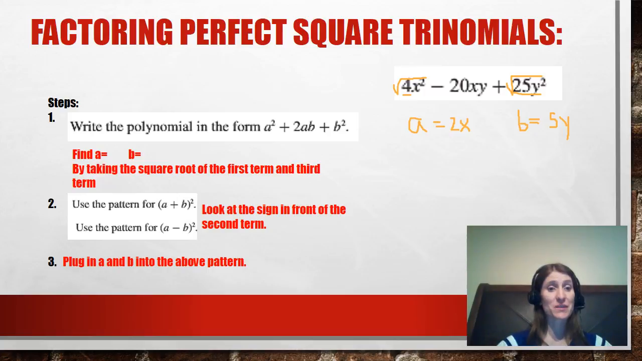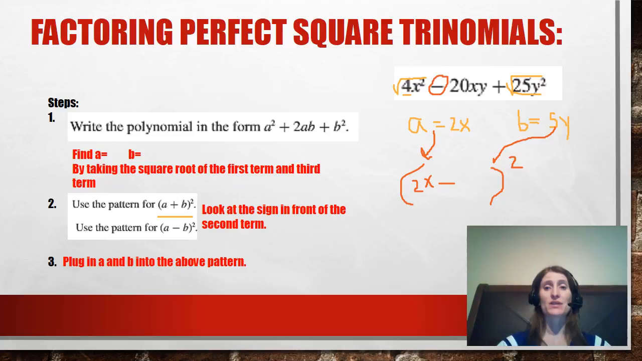And so then I go ahead to my second step here, and I look, okay, this is a subtract sign, so this time I'm going to use my pattern that has a subtract sign in between, and I'm simply going to take my A and put it in place of where A goes into that pattern, just like we see over on the left-handed side. And I'm going to take my B and put it into here, so we get 2x minus 5y, and then the whole thing squared.